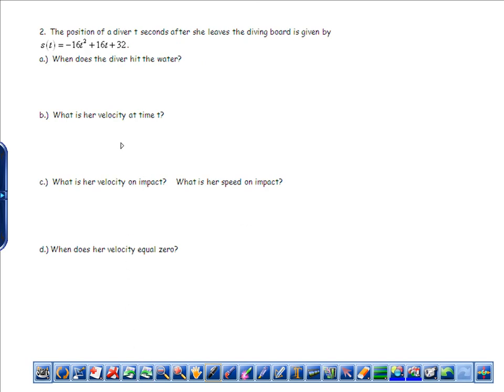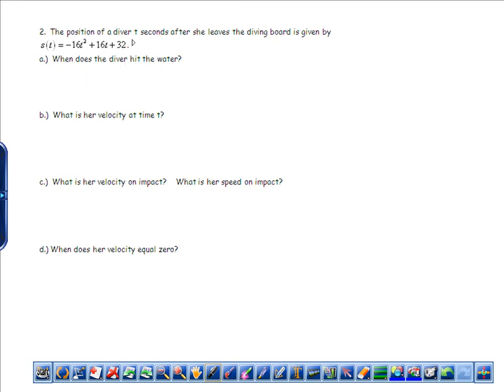So on 2, it says the position of a diver t seconds after she leaves the diving board is given by this. So we can see here that we are in feet per second. The initial velocity is 16. The initial position is 32 feet high. When does the diver hit the water?